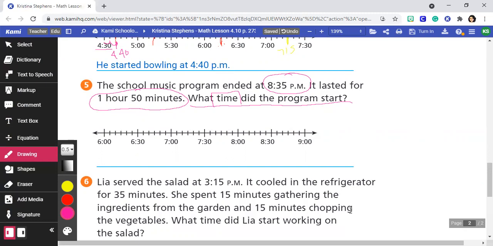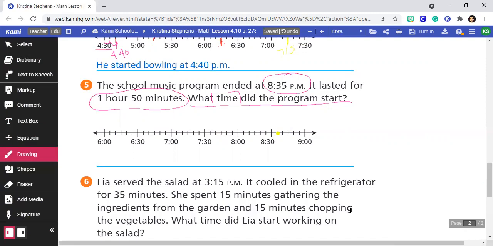So the school music program ended at 8:35 p.m. I have to find where 8:35 p.m. is. And I would say that 8:35 p.m. is right here. And so I know that it lasted for 1 hour, 50 minutes. I'm going to do the minutes first this time. It doesn't mean it's the only way to do it. I'm just going to do it first this time.